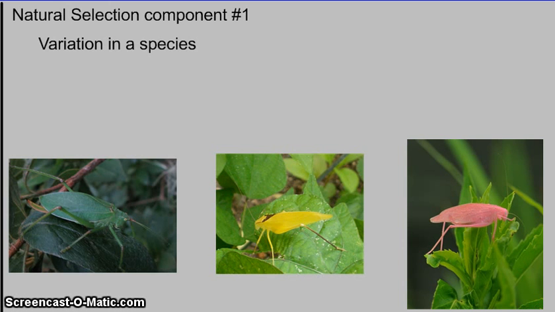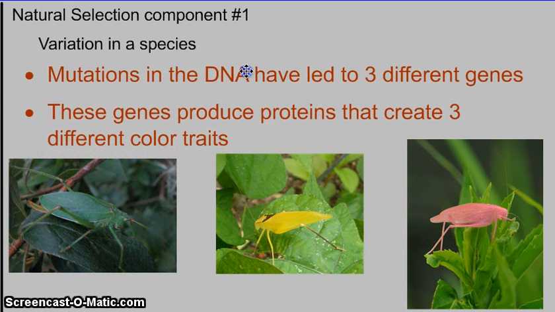Part of what I'm going to expect you to be able to do when you explain to me how natural selection works is that you can explain to me what variation is and why it's necessary. So, first of all, what is variation, or how is it created? Variation is created by mutations in the DNA.